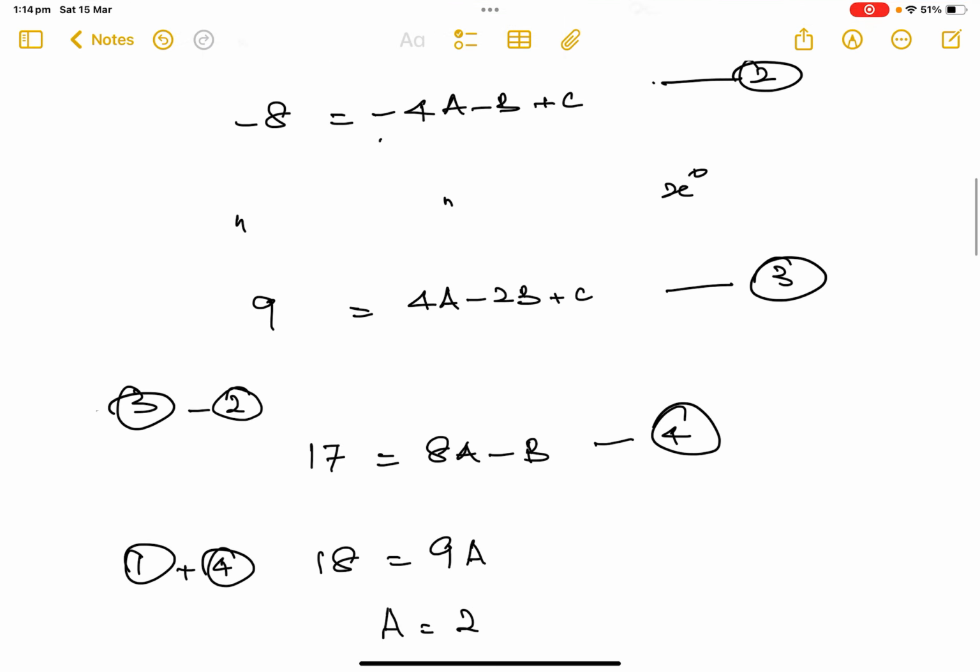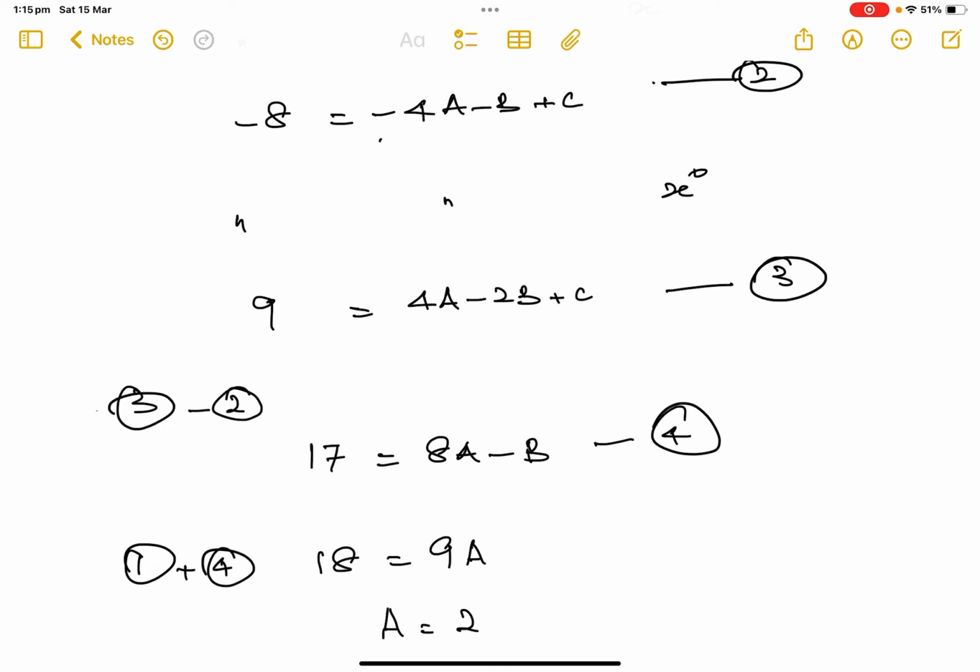So if I subtract equation 2 from 3, then on the left, 9 minus minus 8, minus minus is plus, so 9 plus 8 is 17. And on this side, 4A minus minus 4A, plus, so 4A plus 4A is 8A.